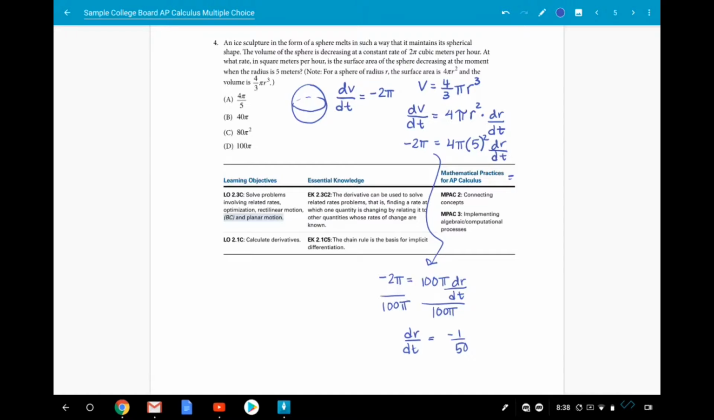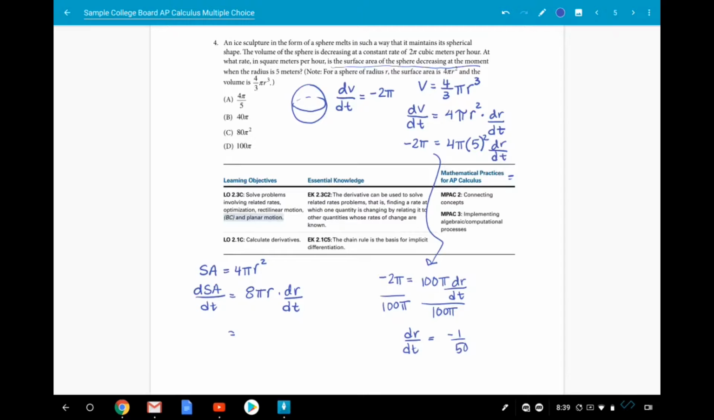Okay, so now the question is asking, at what rate in square meters per hour is the surface area of the sphere decreasing? So we're looking at the surface area. So the surface area, remember, is 4 pi r squared. So if you take the derivative with respect to time, I'm going to call that dSA over dt, it is equal to 8 pi r dr over dt. So this is the unknown that we're looking for.